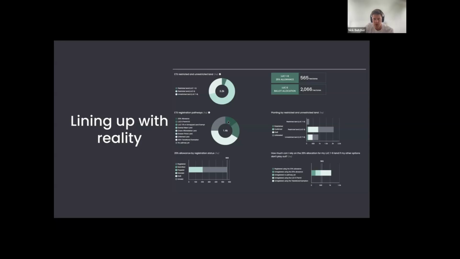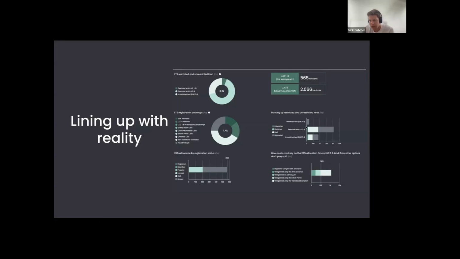So here we can see that there's a certain amount that's intended to use the 25% allowance, a certain amount that is, let me double check what that one is, stuff that's intended to go in through the LUC6 ballot, and a certain amount of stuff where it's expected that there will be a transitional exemption. So this was stuff where there's a pre-existing investment that can be demonstrated and it's exempt from the rules.